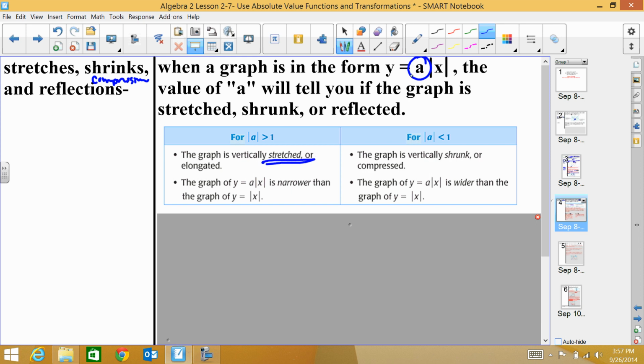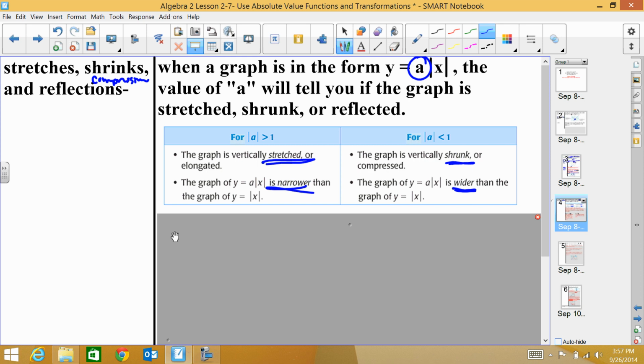If this number is less than 1, like a fraction, then it is going to shrink or compress, and that would be wider than normal. If it stretches, it gets narrower or skinnier. If it shrinks, it gets wider because it gets fatter. If you take clip art and you shrink it down, it gets fatter and wider.